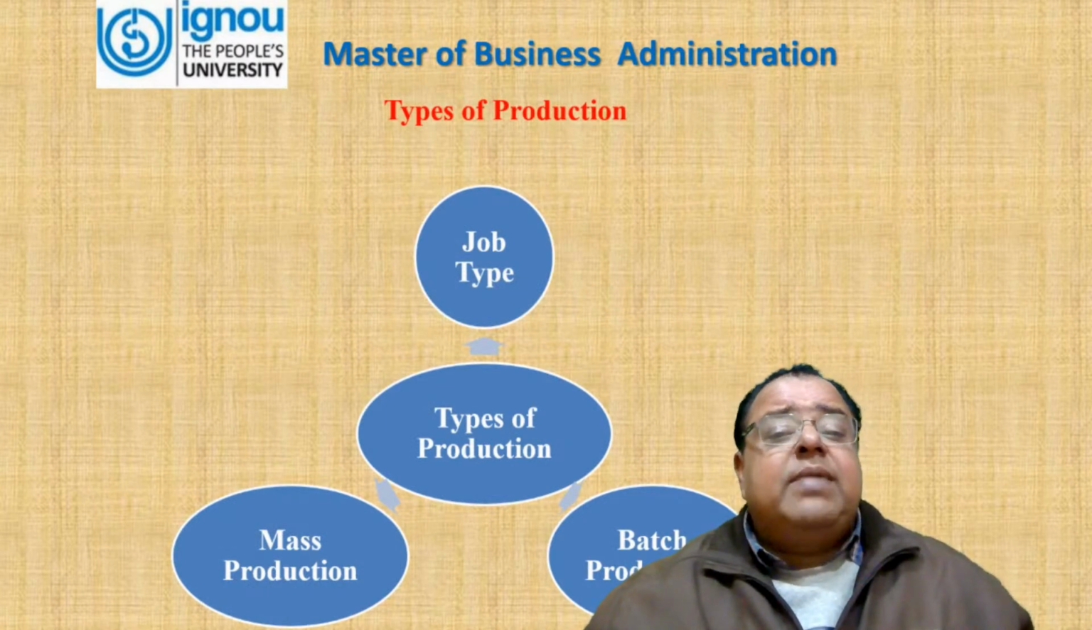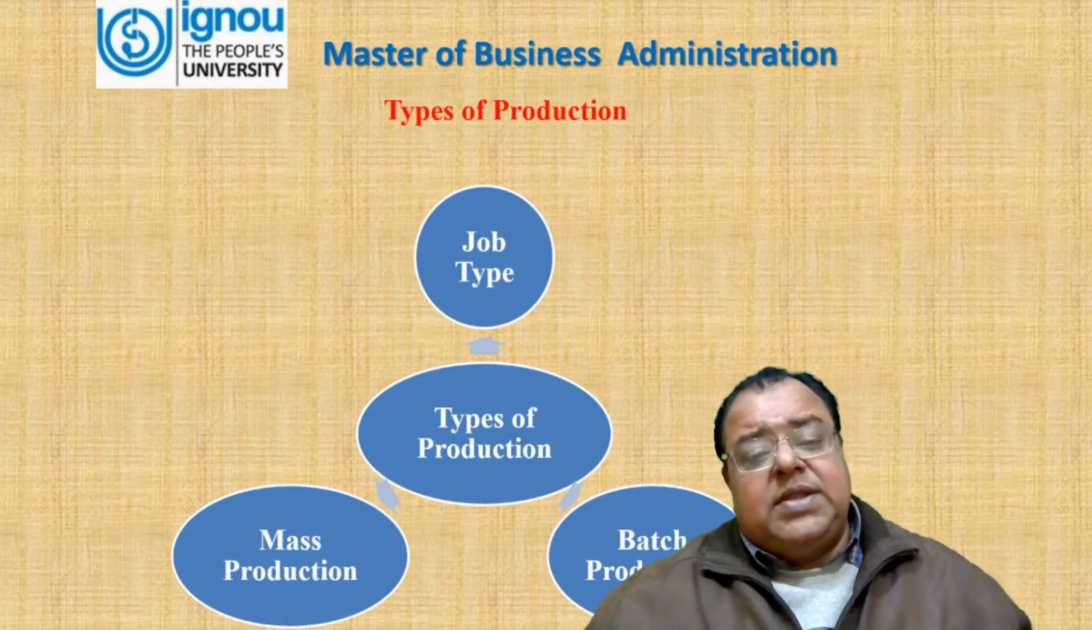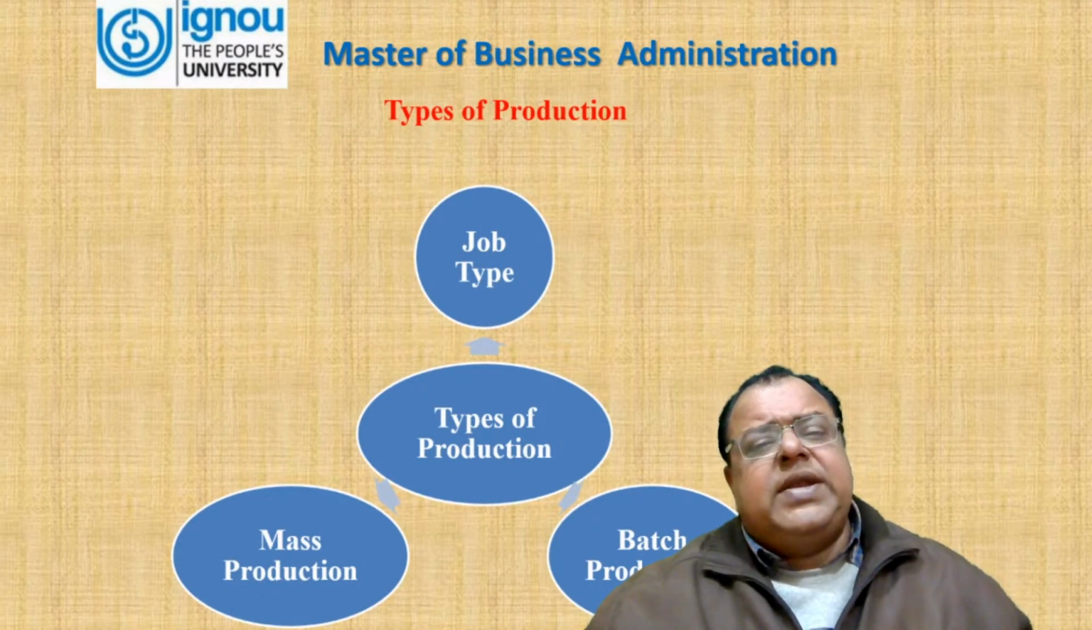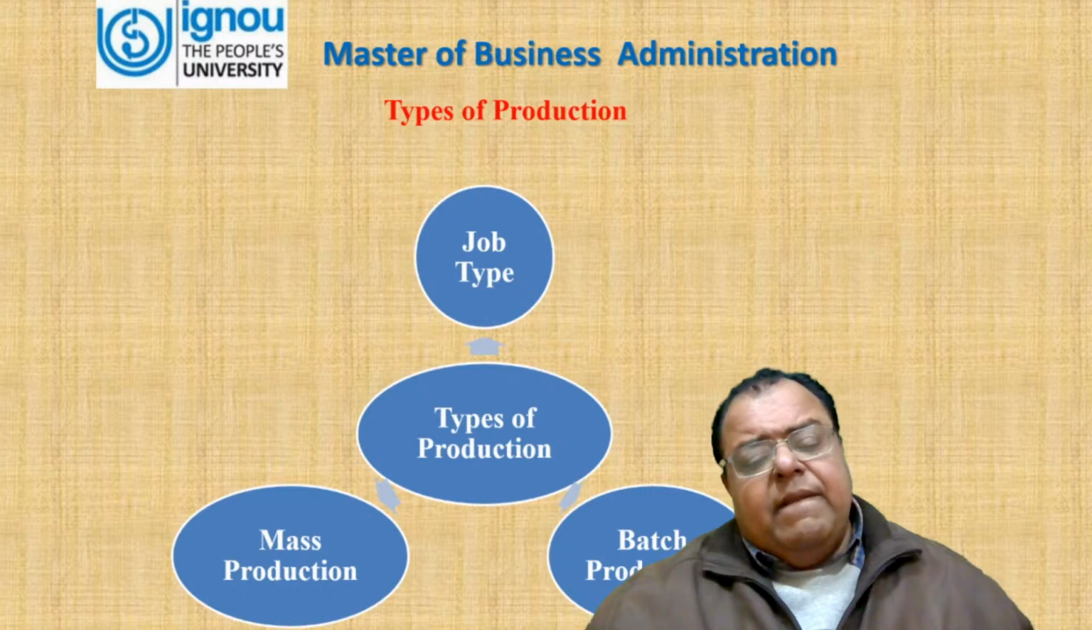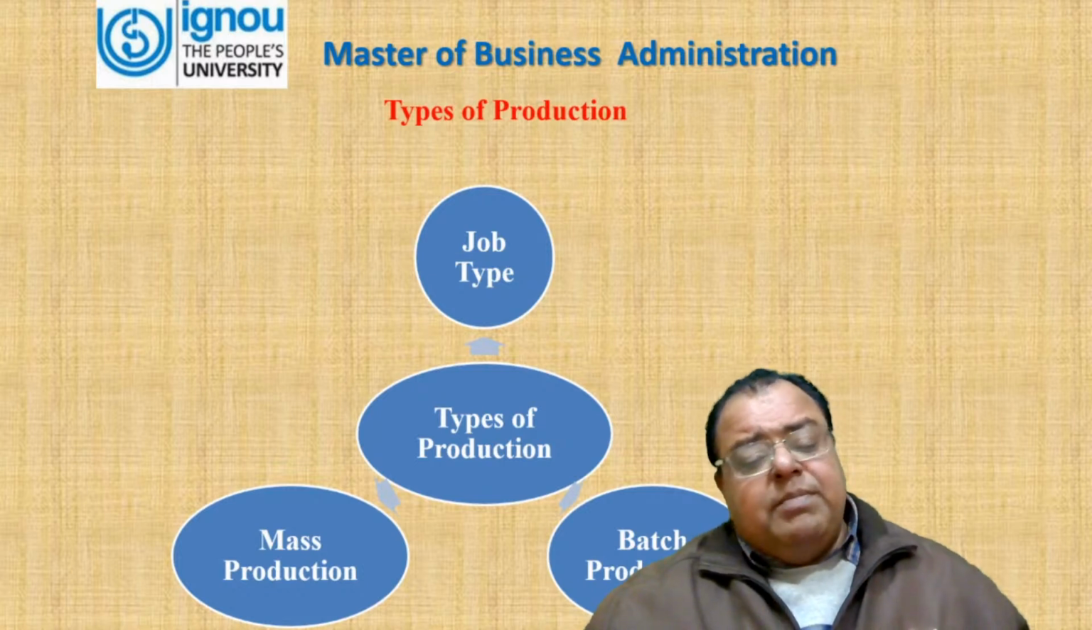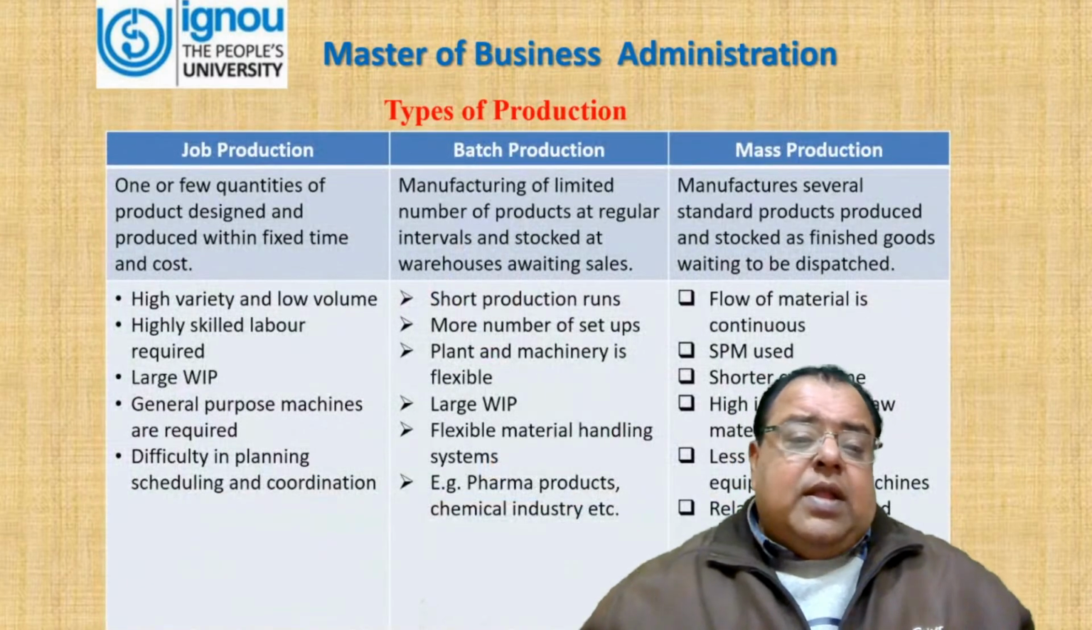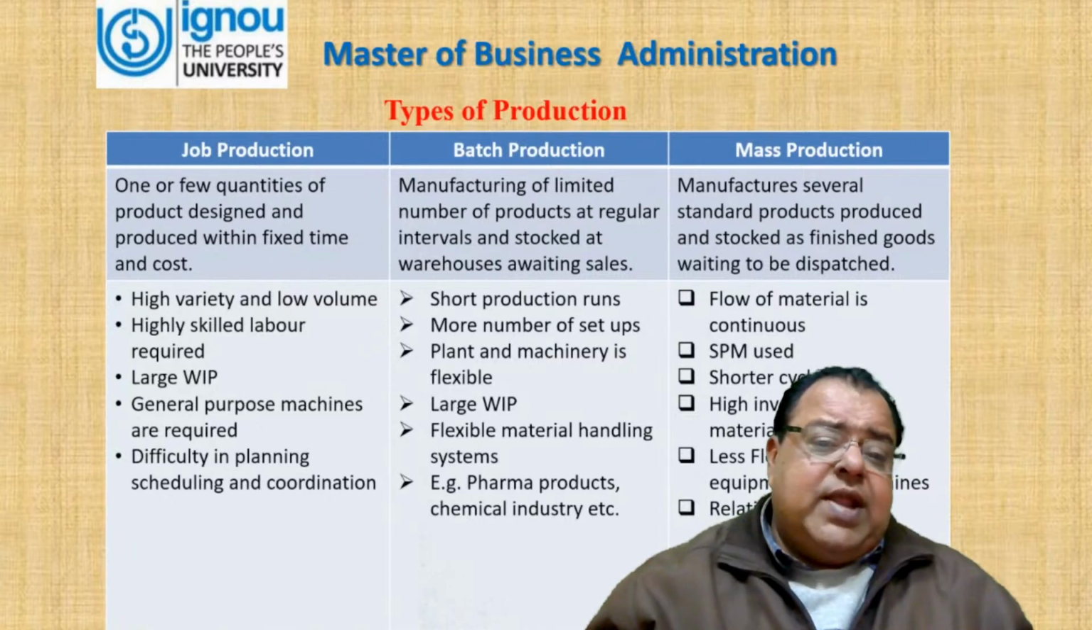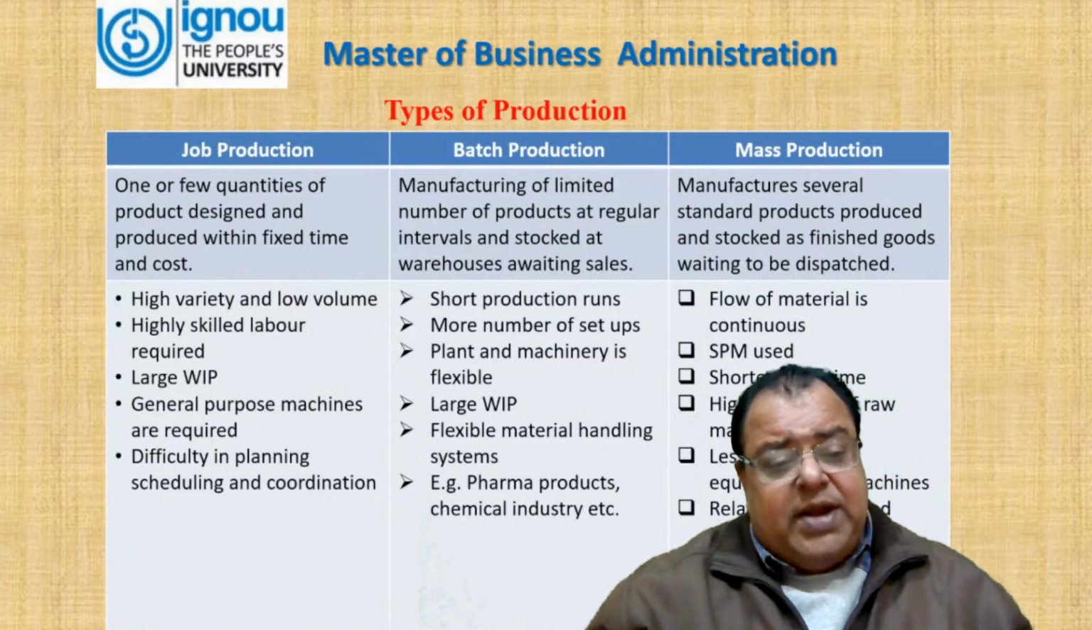What are the different types of production? Basically, by this, we can see that there are three basic types of production system. First one is job type. Second one we can call as mass production, and the third one is batch production. Here we see what are the different types of production and how they are related.